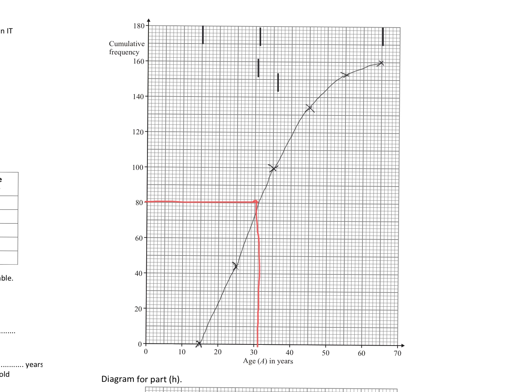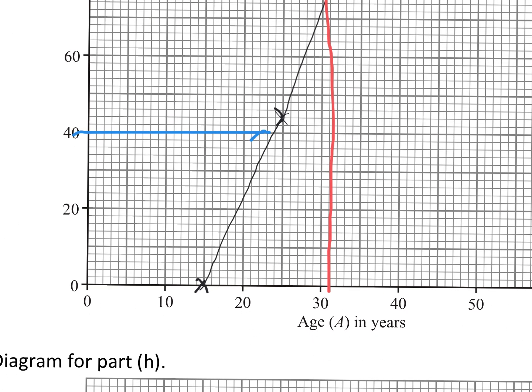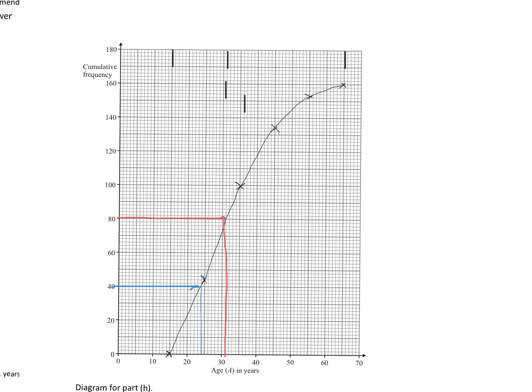The lower quartile is a quarter of 160, so that'll be 40. So read across at 40, and then read down. I'm getting 24 there. So my marker for lower quartile has to be at 24.